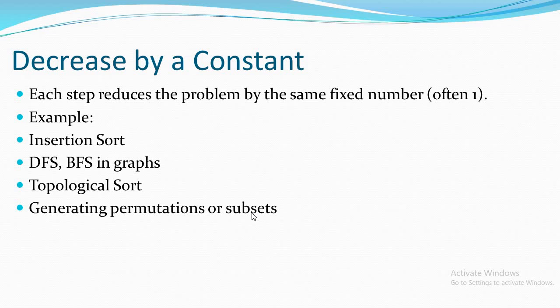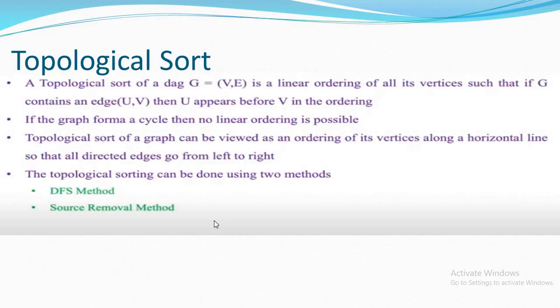Decrease by a constant: each step reduces the problem by the same fixed number. Examples for this are insertion sort, DFS and BFS. Topological sort also comes under this.